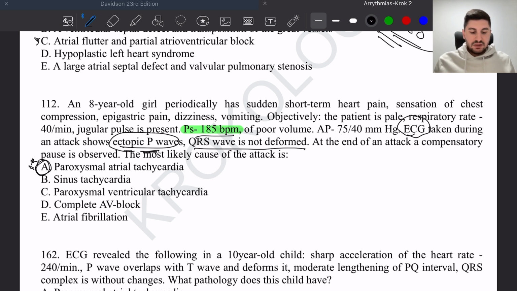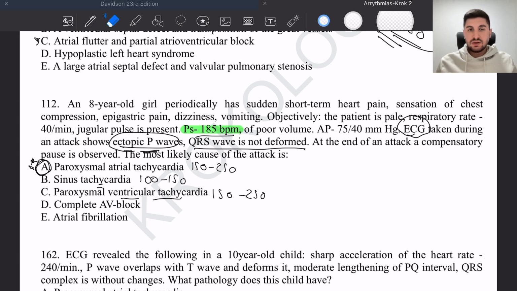Sinus tachycardia is tachycardia that is between 100 and 150. Paroxysmal atrial tachycardia will be 150 to 250. Paroxysmal ventricular tachycardia, we will see it now. It will also be between 150 and 250, but in this arrhythmia there is a ventricular arrhythmia, so the QRS wave will be widened, they will call it widened.